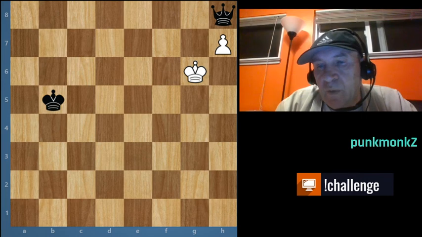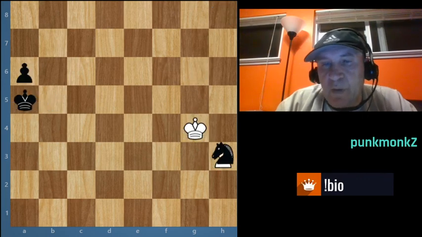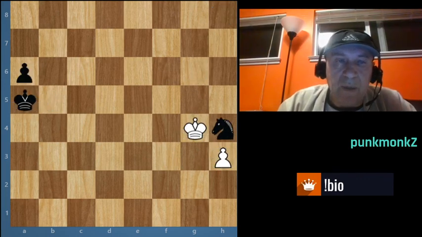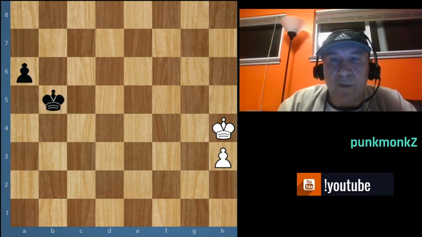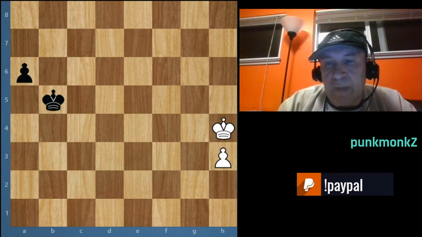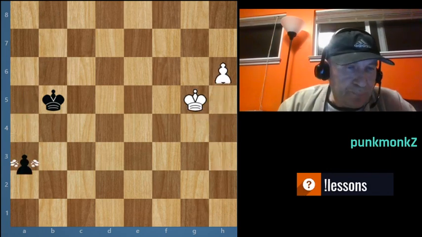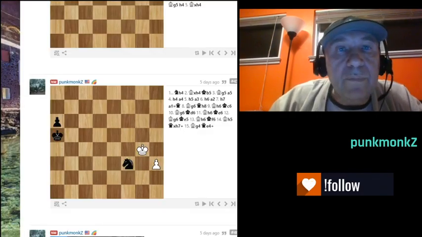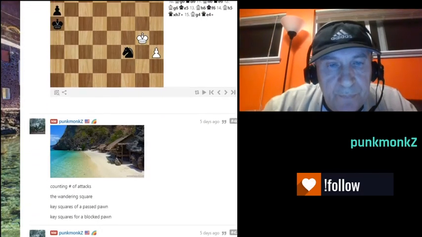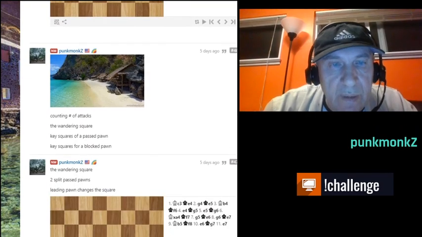So what happened here? By playing this blockading move, you enable black, by sacking a piece, to queen quicker. Yeah, and that's what happened. Okay, good. All right, let's see what's next. And that's it.